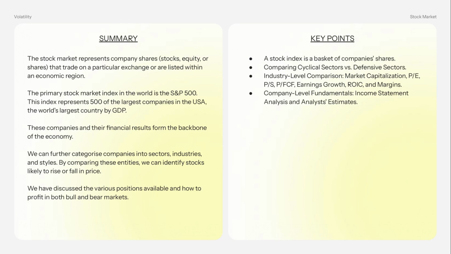We have discussed the various positions available and how to profit in both bull and bear markets. Key points. A stock index is a basket of companies' shares. Comparing cyclical sectors versus defensive sectors. Industry level. Comparison, market capitalization, price to earnings, price to sales, price to free cash flow, earnings growth, return on invested capital, and margins. Company-level fundamentals, income statement analysis and analysts' estimates.